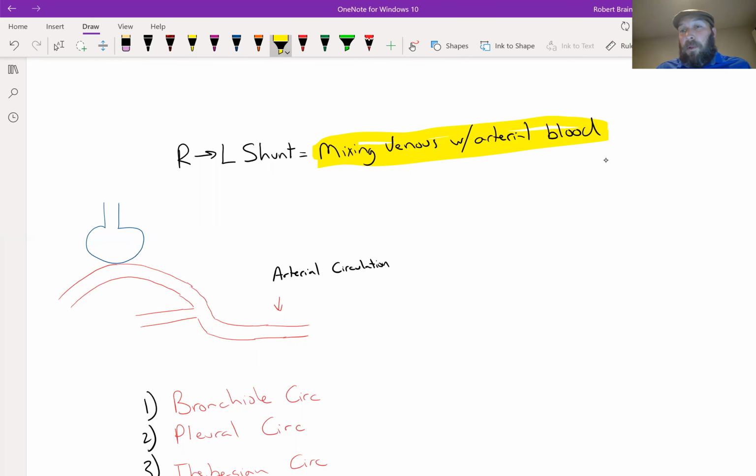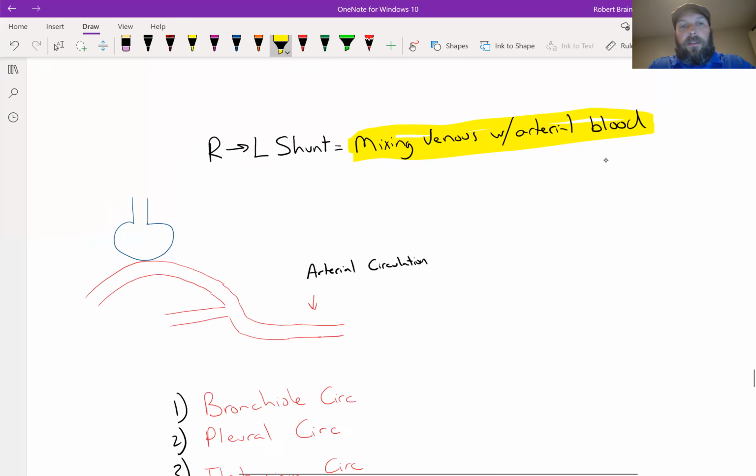When we think of venous blood, we think of deoxygenated in terms of gases. It's going to have more carbon dioxide, less oxygen. Remember that it's not totally deoxygenated in terms of lacking oxygen. We just call it deoxygenated, and hence less oxygen than arterial blood does. So a right to left shunt is an instance when you've got venous blood mixing with arterial blood. So let's look at this right here.